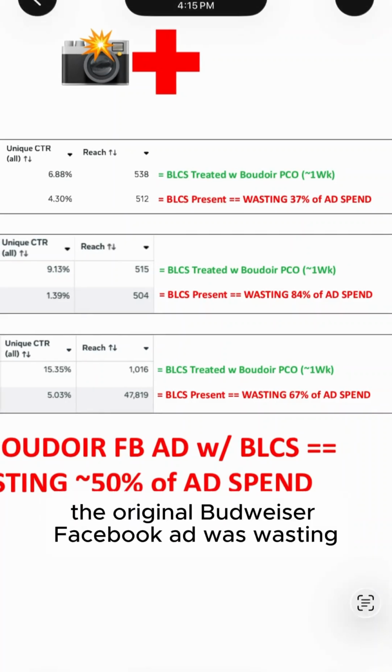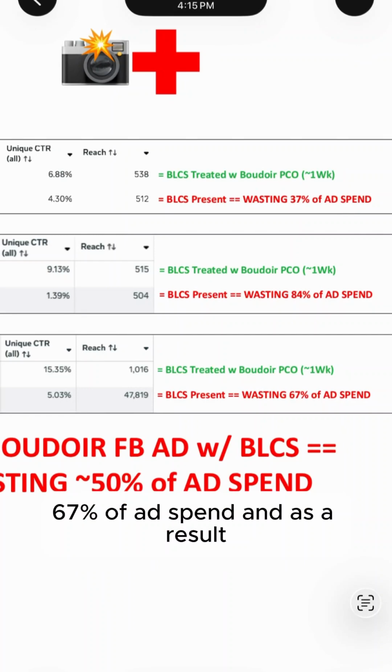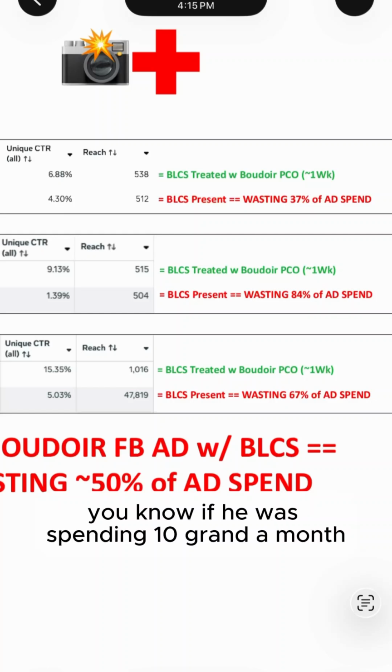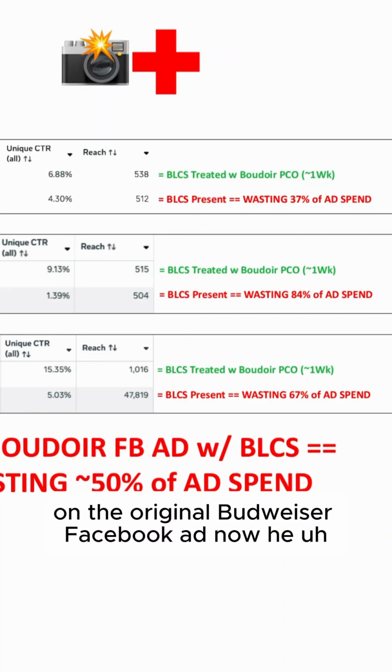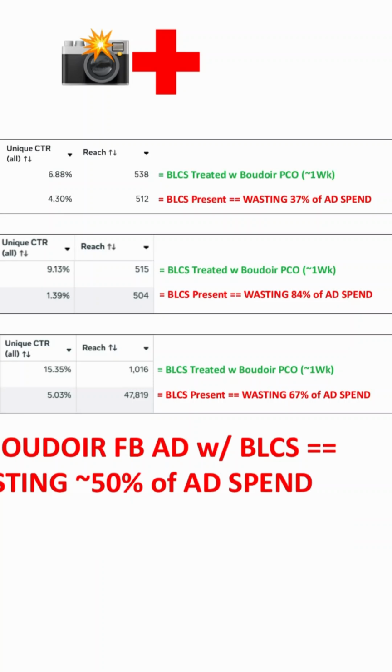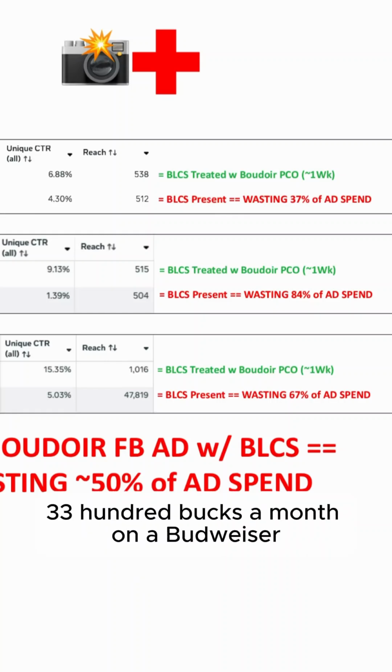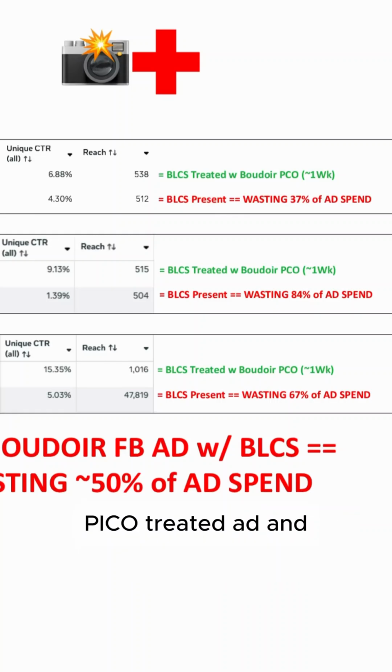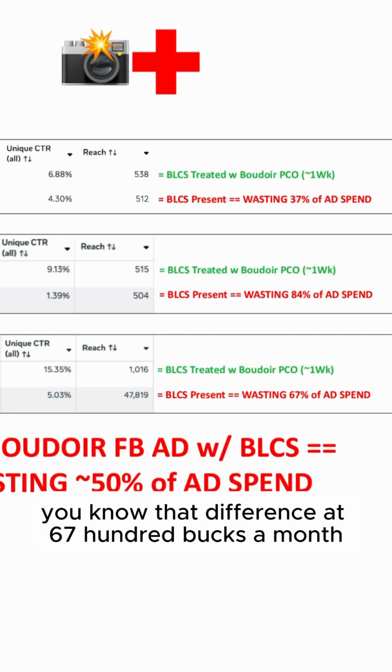So we found out the original Boudoir Facebook ad was wasting 67% of ad spend. And as a result, if he was spending 10 grand a month on the original Boudoir Facebook ad, now he only needs to spend $3,300 a month on the Boudoir Pico treated ad to get his ad into the same number of women's brains. And that difference is $6,700 a month.